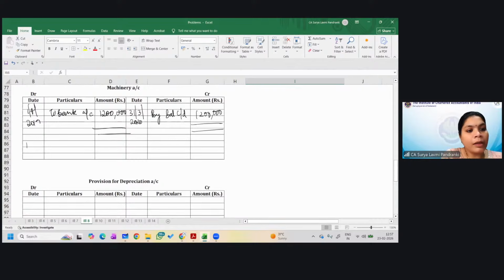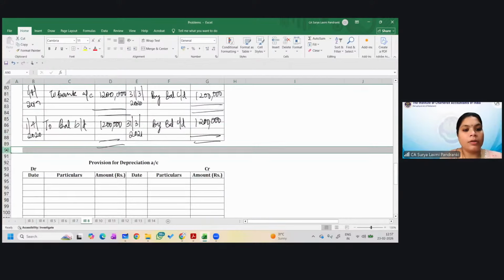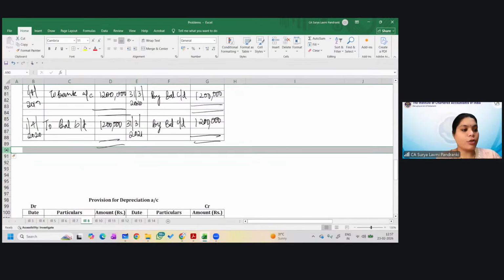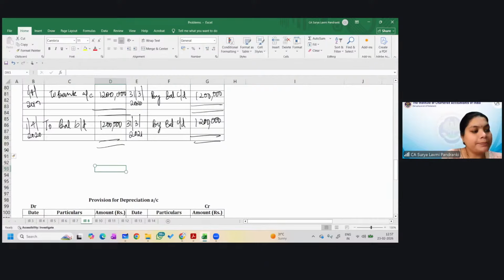Next, what will happen on 1/4/2020, you'll have to balance brought down of 12 lakhs. And then 31st March 2021, you'll have by balance carried down of 12 lakhs again. Okay. Cost is only carried forward. There is no other entry that should be recorded, right? Next, what will happen? 1/4/2021, to balance brought down 12 lakhs.